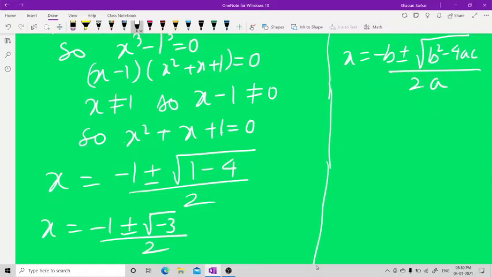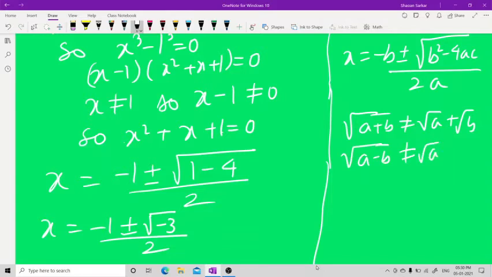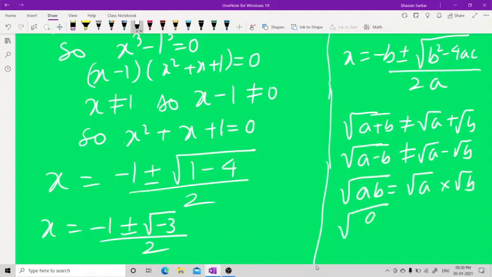Now let us see, I told you earlier also, under root a plus b is never equal to under root a plus under root b, never. Under root a minus b is also never equal to under root of a minus under root of b, but under root of ab is equal to under root of a into under root of b. Similarly, under root of a by b is equal to under root of a upon under root of b.